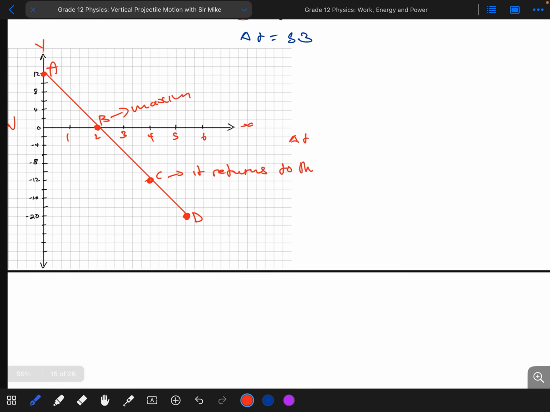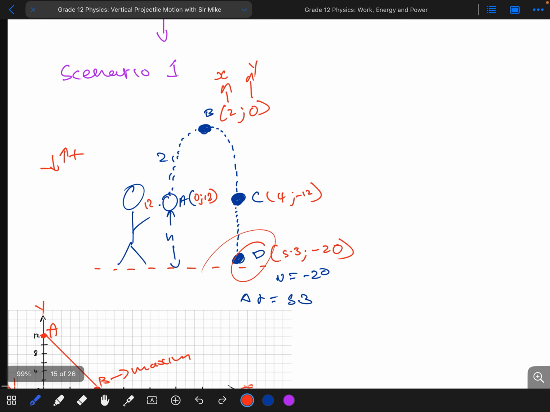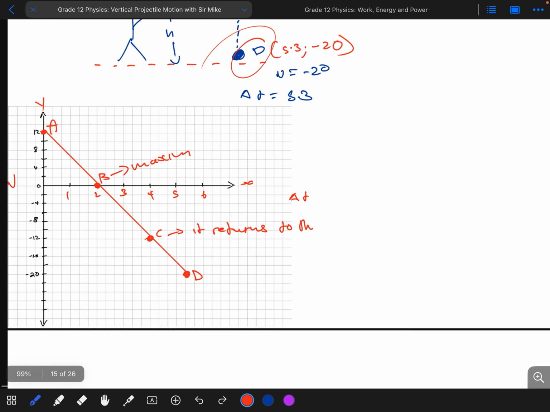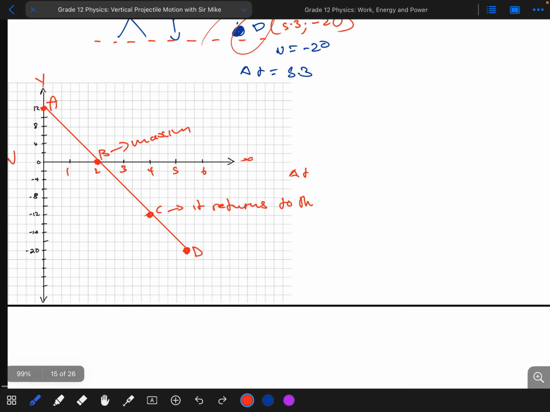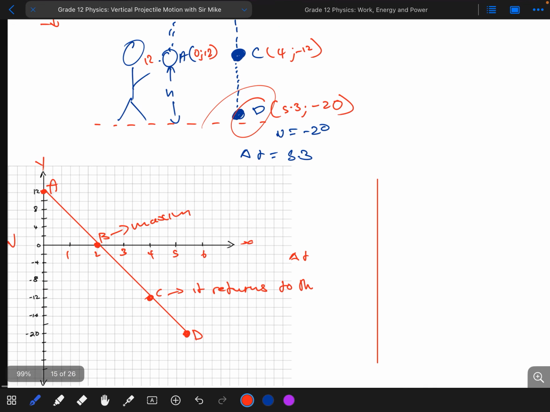So what you need to note is that when your graph cuts the x-axis, this is where your object is at its maximum point. Now note that in this example that I took, I took upwards as positive. Now if I had taken downwards as positive, this would have been the type of graph that I would have produced. That would have meant that my initial velocity would have been negative 12.